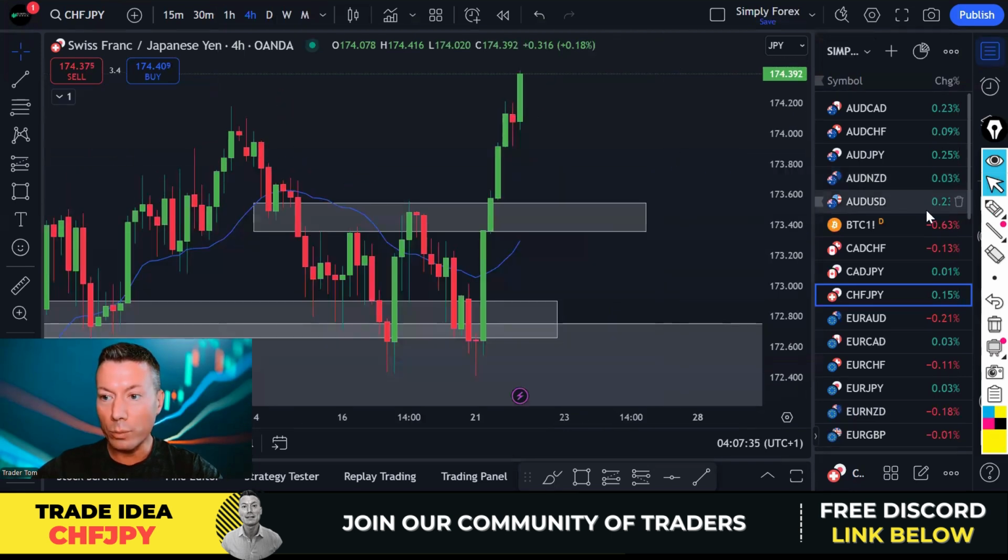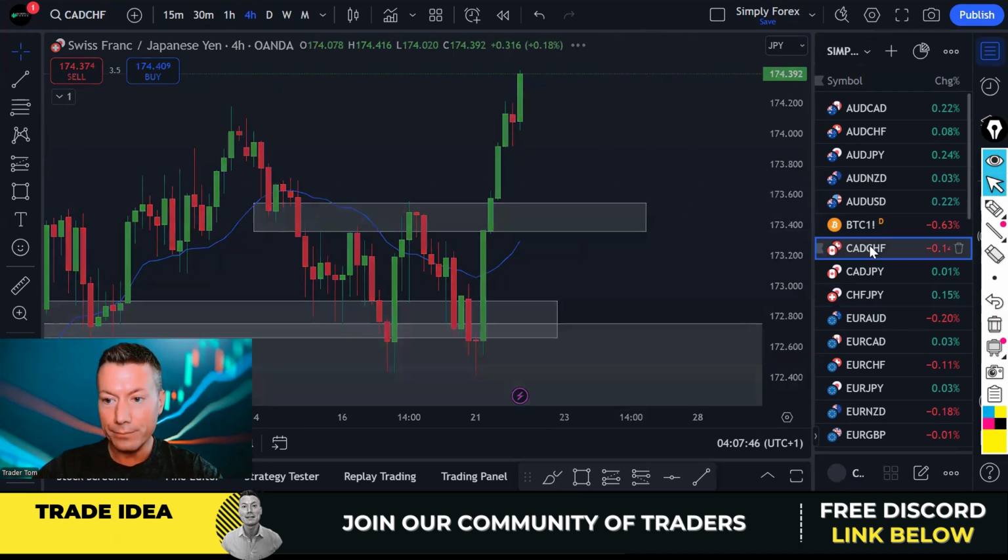So yeah, this is the trade we're in. We need a bit of a retrace first before we start buying, unless you're already in the trade. What else are we looking at today? We're also looking at CAD Swiss franc.